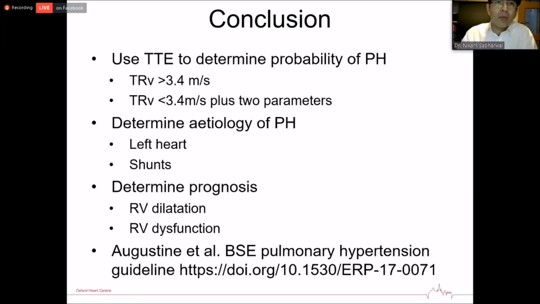So in conclusion, using echo, we're going to suggest we just determine a probability of pulmonary hypertension. We're not so interested in the absolute values of what we think the PR pressure or the PA pressure is. It's over 3.4, or less plus 2 of these parameters. Echo's brilliant at determining the etiology if it's due to the left heart, and I've given the example of someone with diastolic heart failure causing pulmonary hypertension, or if they've got a shunt. Clearly anything like this is where echocardiography comes into its own.